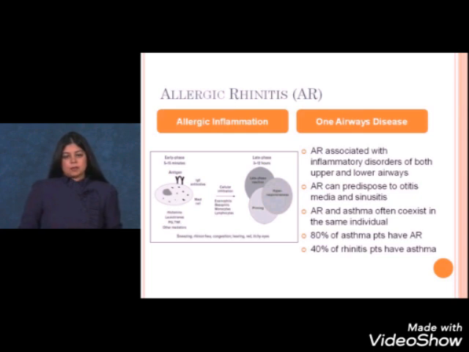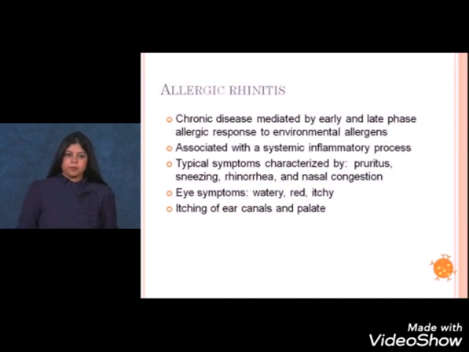Allergic rhinitis and asthma often coexist in the same individual. And to give you some perspective, 80% of asthma patients have allergic rhinitis. 40% of rhinitis patients have asthma. It is a chronic disease, again, mediated by early and late phase allergic response to environmental allergens. It's a systemic inflammatory process, and the typical symptoms are characterized by pruritus, sneezing, rhinorrhea, and nasal congestion. The eye symptoms are itchy, watery, red eyes, and you can sometimes get itching of the ear canals and palate.